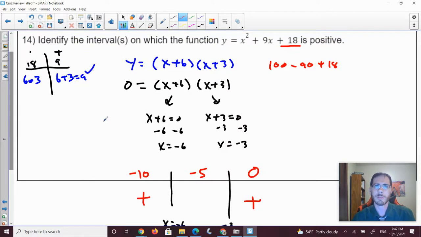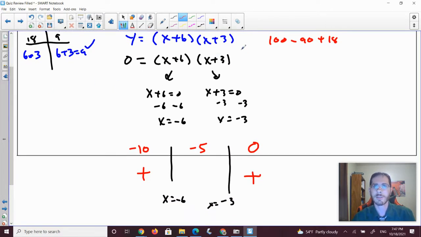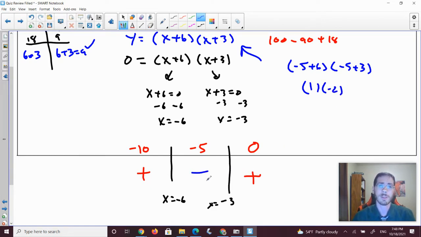Now I could come up here and plug it into the original, or if I want, I can plug it into this blue equation. There's no rule that says I can't just plug it in here and do -5 plus 6 times -5 plus 3. Because this is just 1 times -2. That's easy to do. That's positive times negative, which is negative. So I just have to use that as my sign rule. I don't even need to figure out what number it is. I can just use the multiplication.